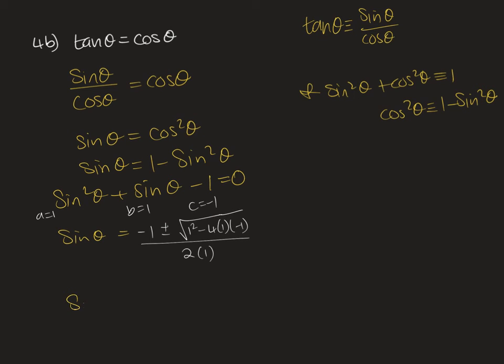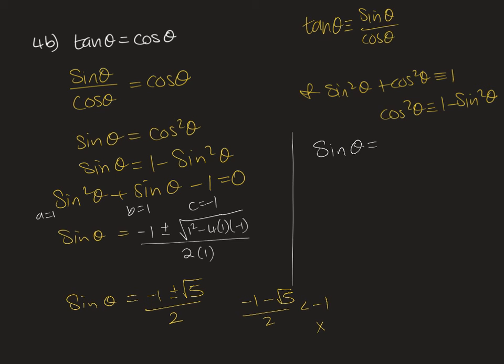That gives us the solutions that sine theta is equal to negative 1 plus or minus root 5, all divided by 2. Now, negative 1 minus root 5 divided by 2 is less than negative 1. So that one is not going to give us a solution, so we can ignore it. The next step in our working out, therefore, is just to work with the solution that sine theta is equal to negative 1 plus root 5 over 2. And when we apply the inverse sine function, we get theta is 38.17 degrees.